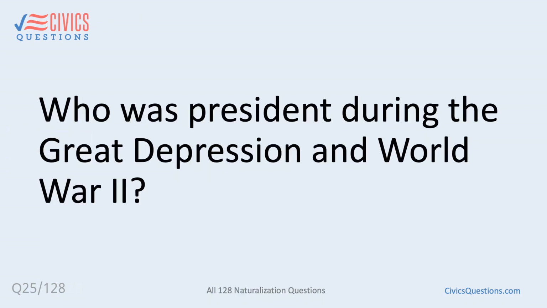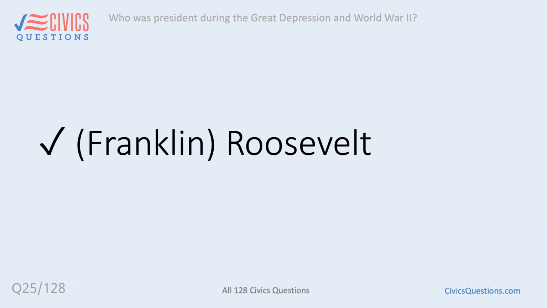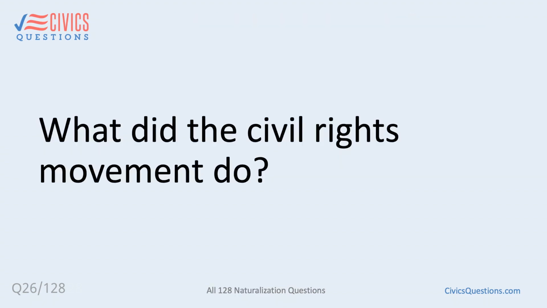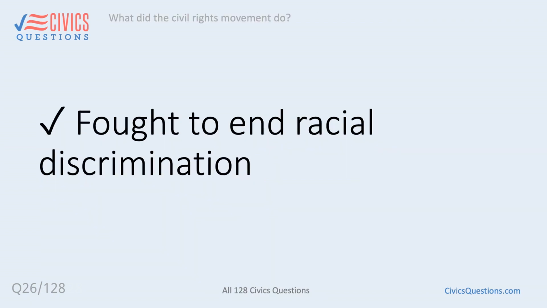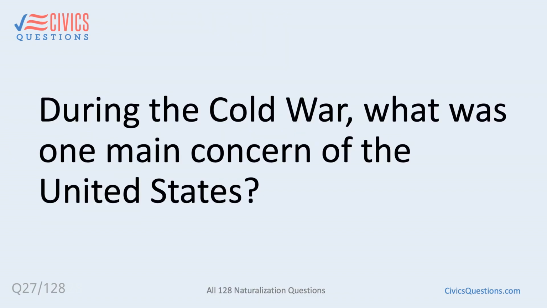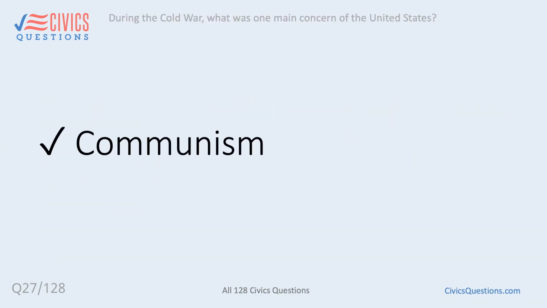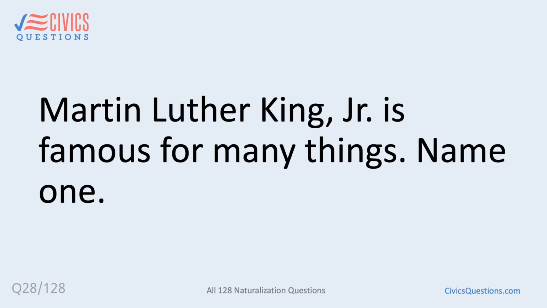Who was president during the Great Depression and World War II? Franklin Roosevelt. What did the Civil Rights Movement do? Fought to end racial discrimination. During the Cold War, what was one main concern of the United States? Communism. Martin Luther King Jr. is famous for many things. Name one.